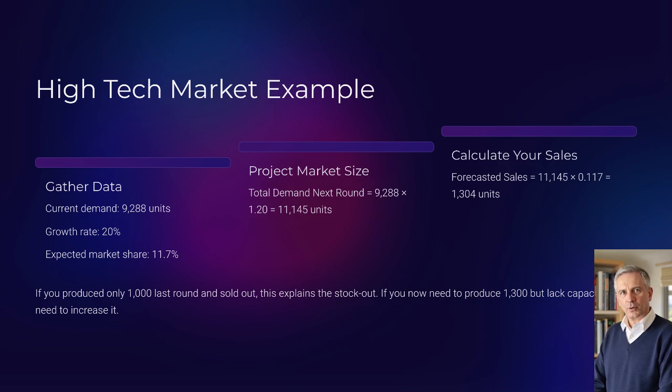First, project total market demand. Total demand next round is equal to 9,288 times 1.20 equals 11,145 units. Then calculate your sales. Forecasted sales equals 11,145 times 0.117, which is equal to 1,304 units. So you should produce about 1,304 units. If you had produced only 1,000 last round and sold out, this would explain the stockout. If you now produce 1,300 but don't have enough capacity, you will need to increase capacity as well.